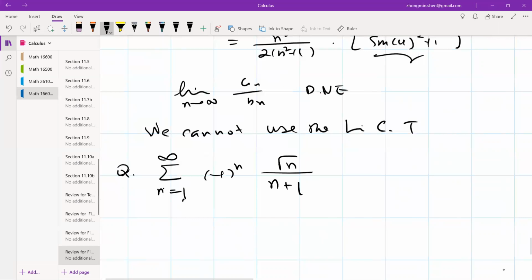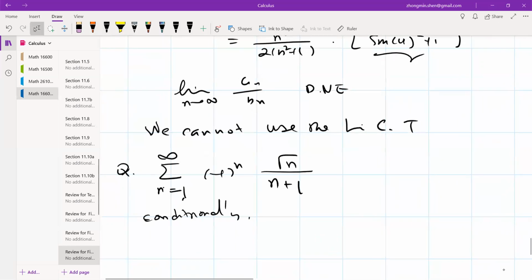Right, and determine whether this is conditionally convergent or divergent or absolutely convergent. And my question is whether it's conditionally convergent and how do you prove it?